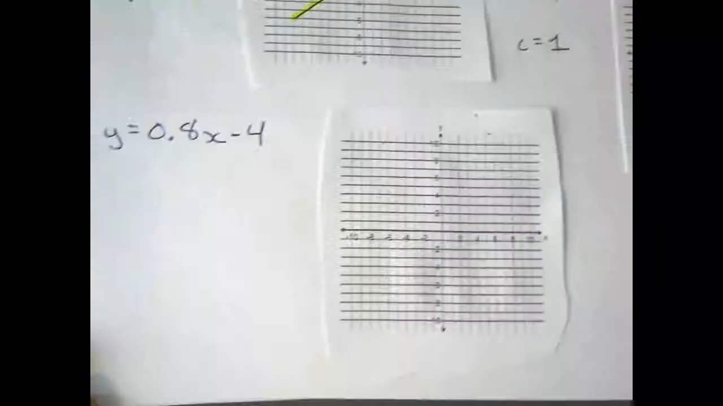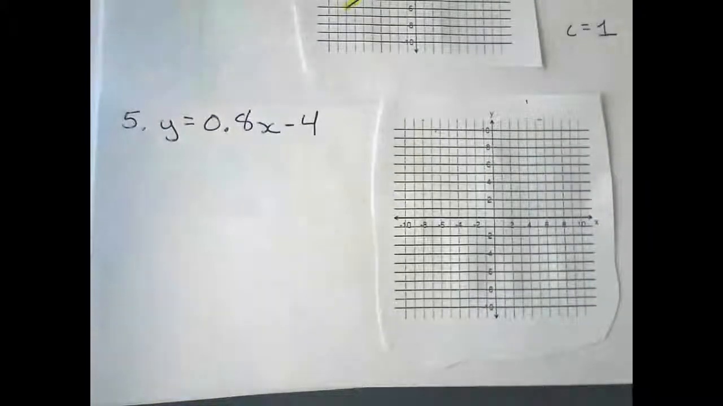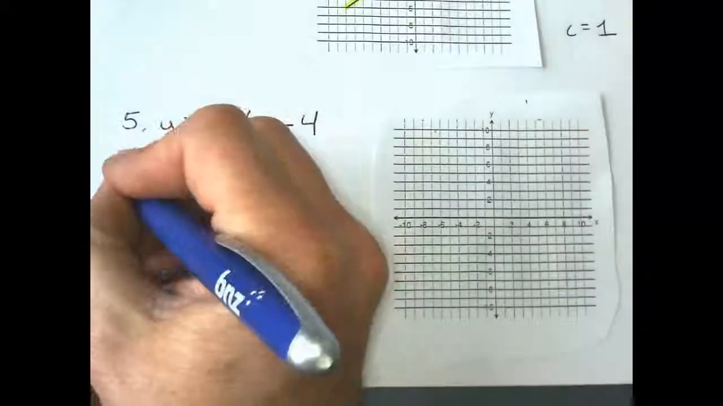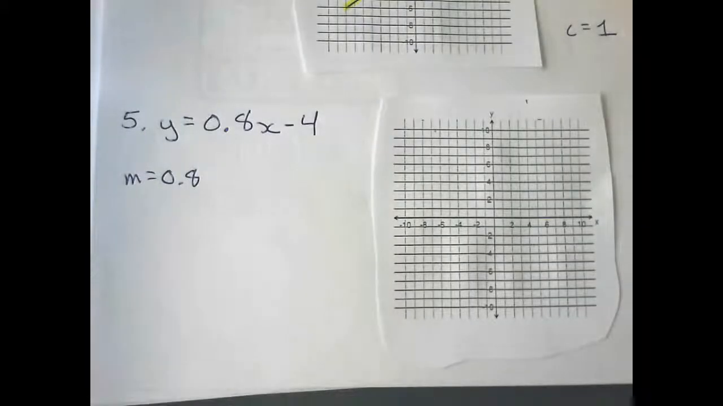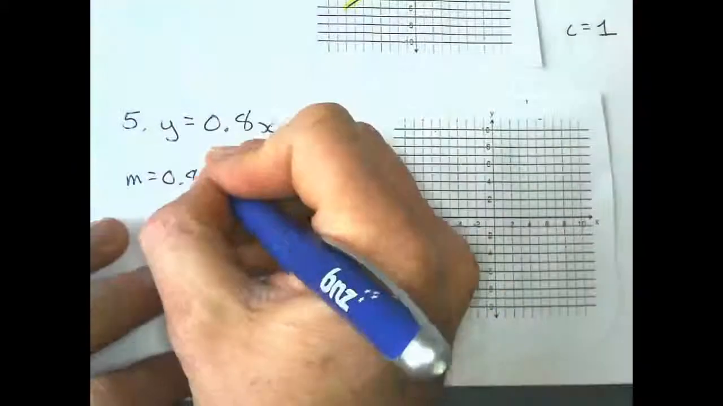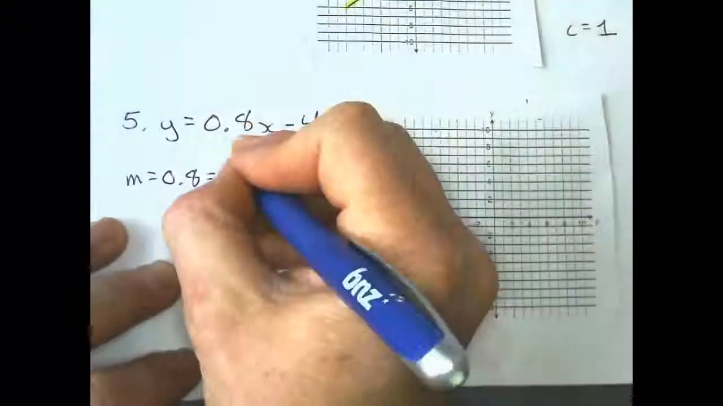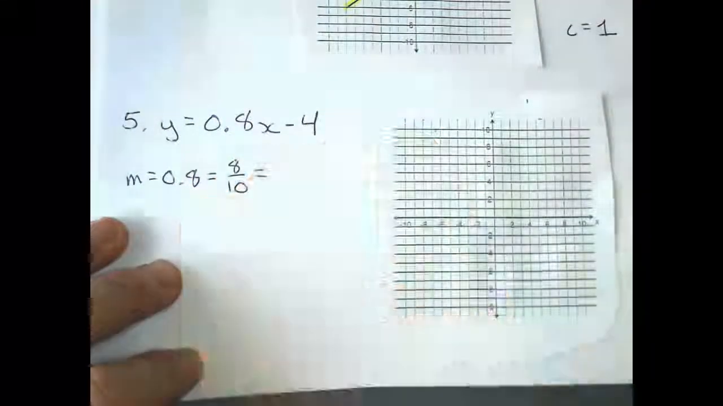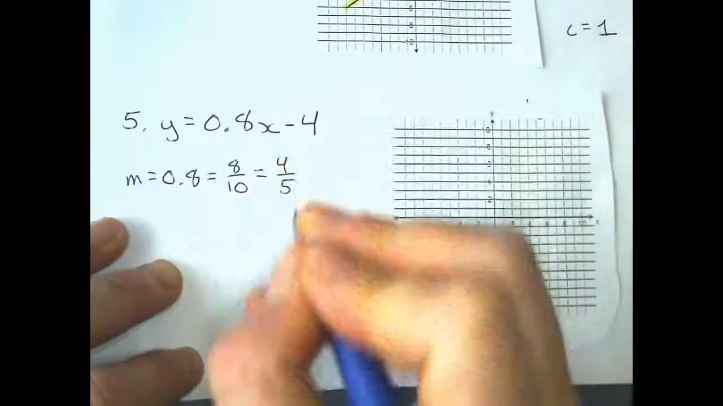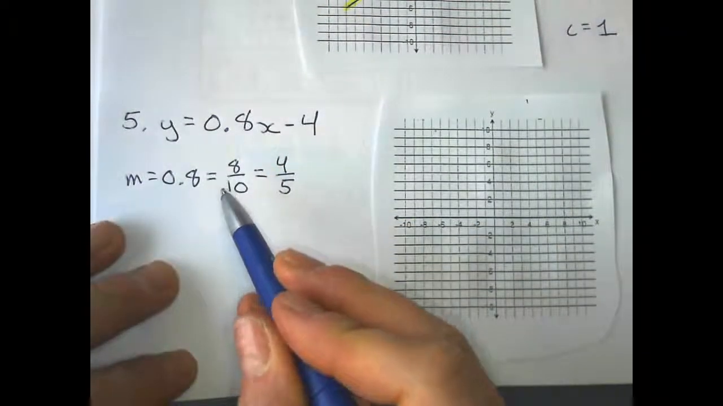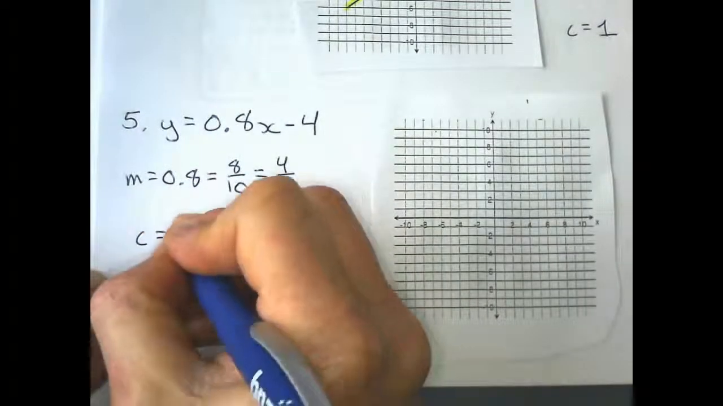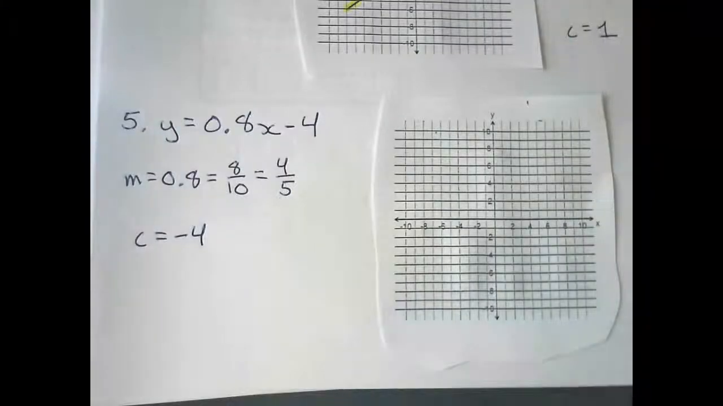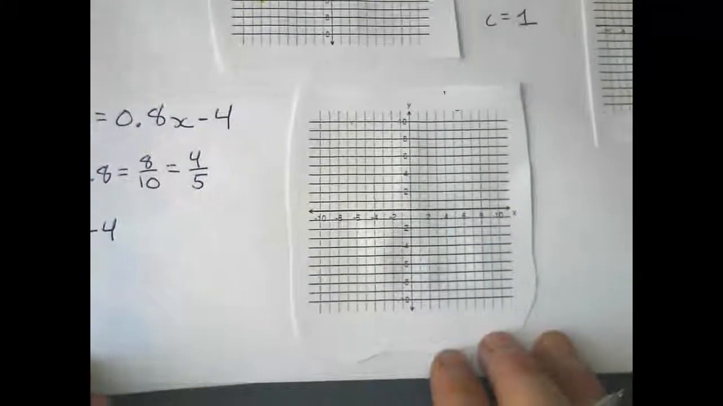All right. My last example is when the gradient looks slightly different, in that it's not a fraction or an integer. So if my gradient is 0.8, I don't want 0.8 because I want that rise over run. So I can change a decimal to a fraction. 0.8 is 8/10, and 8/10 simplifies to 4/5. That's what I want, not 0.8. 0.8 tells me nothing. 4/5 tells me the rise over the run. And my y-intercept is -4. Now I'm ready to go.